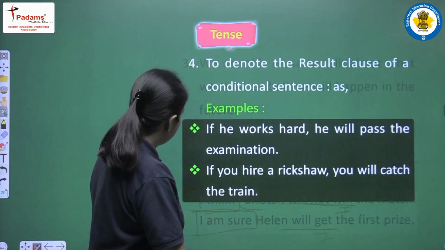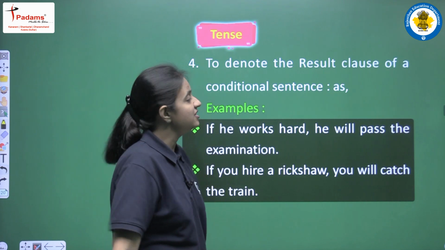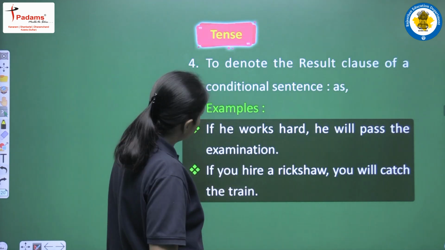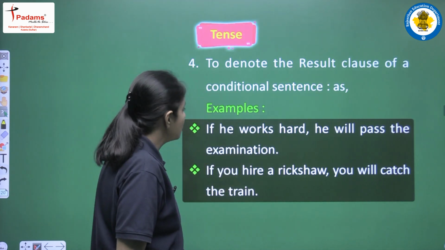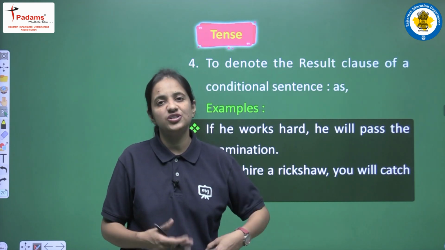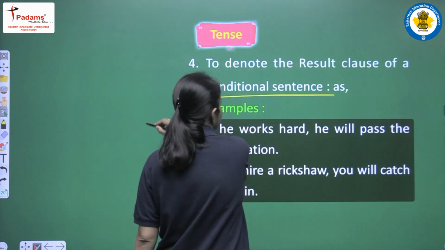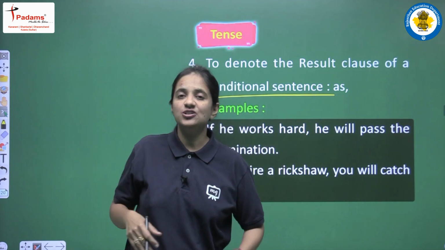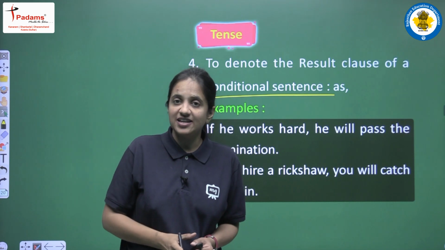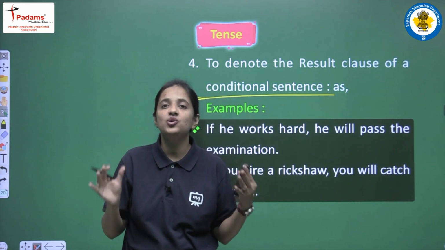Okay. Next we are having one more use of future simple tense. So let's see what that is. To denote the result clause of a conditional sentence. So yes, this tense, future simple tense, is used in conditional sentences. So right now we have discussed so many structures of conditional sentences, and we all know that in a conditional sentence we are having two clauses.